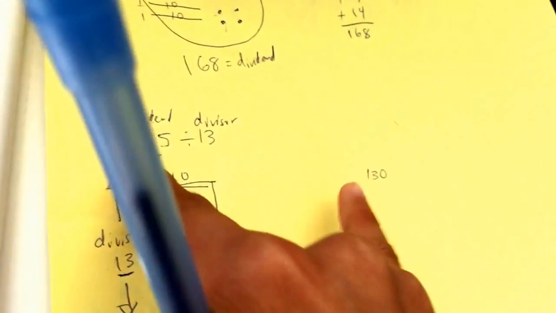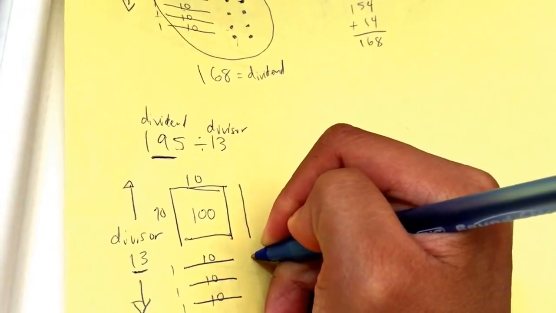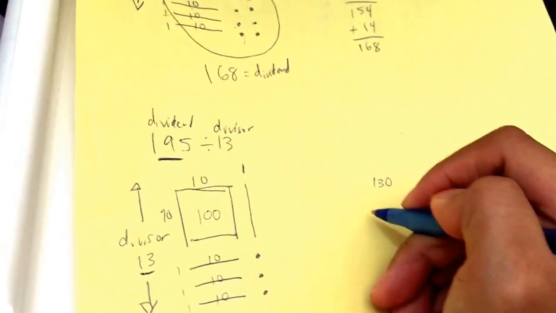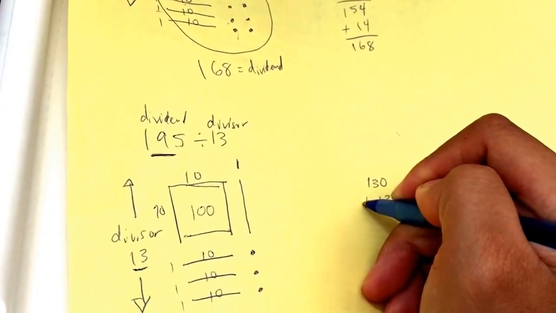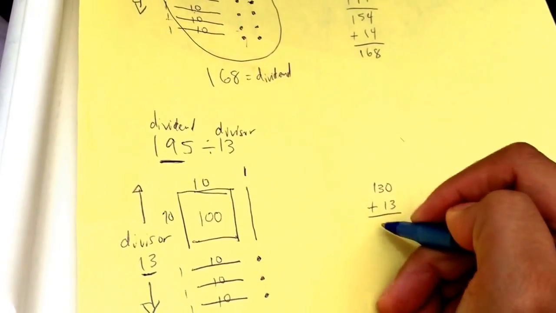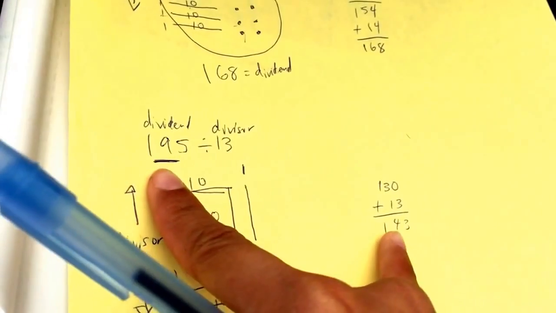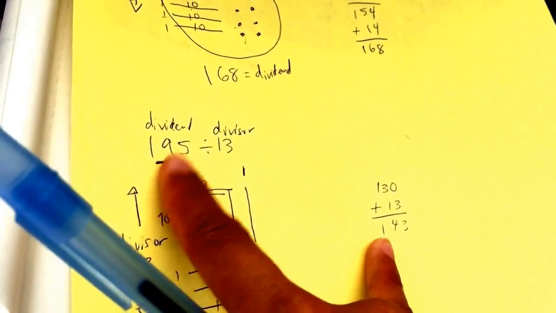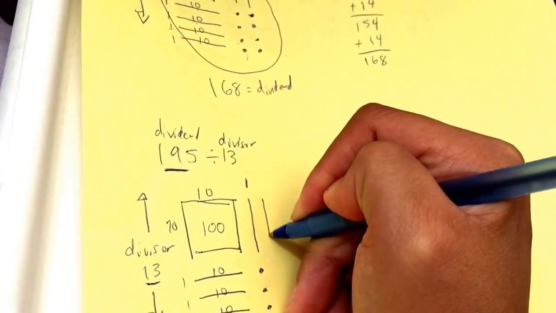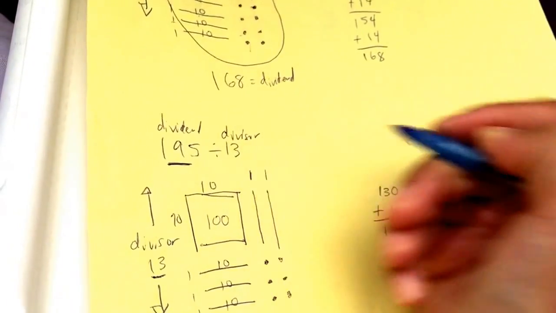So 130, if we want to get to 195, we're not done yet. Let's add 13. 10, 11, 12, 13. That's one set of 13. So here we have 100, 10, 20, 30, 40, 1, 2, 3, 143. Are we done yet? No, because we did not hit 195. How much are we going to add? What's our divisor? 13. 10, 11, 12, 13. Add another one of those.